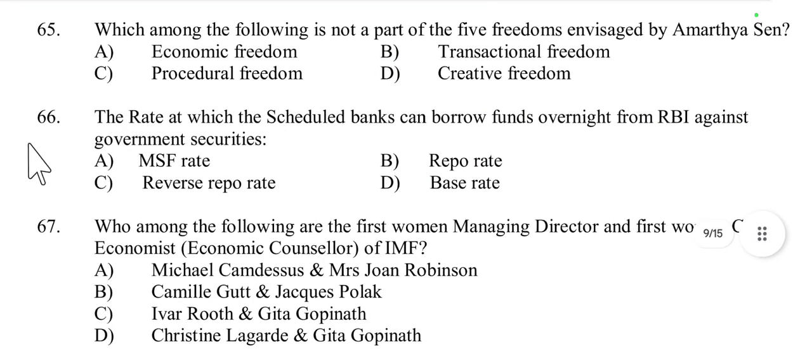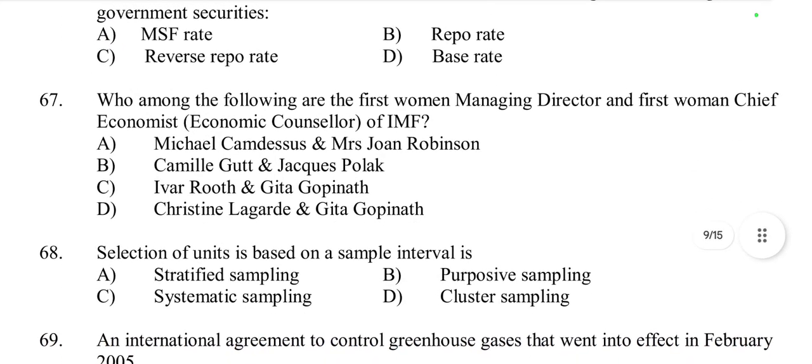Then 66. The rate at which the scheduled banks can borrow funds overnight from RBI against government securities. So scheduled banks can borrow funds overnight from RBI. So it is called the marginal standing facility, MSF rate. So the right option is option number A, MSF, marginal standing facility rate.